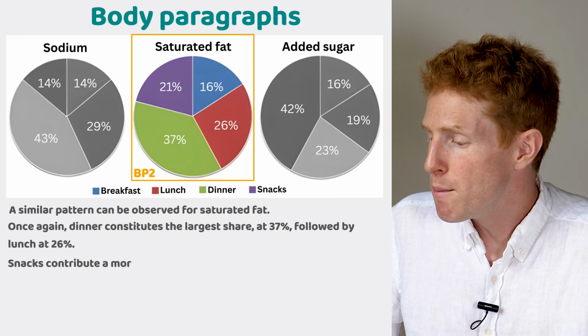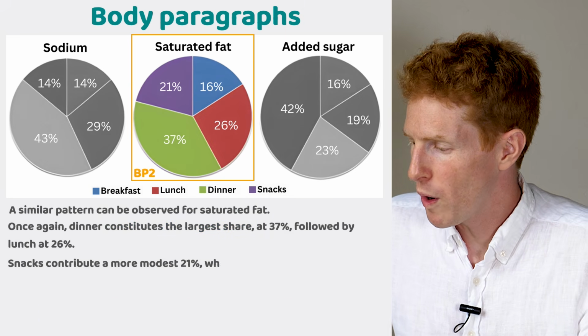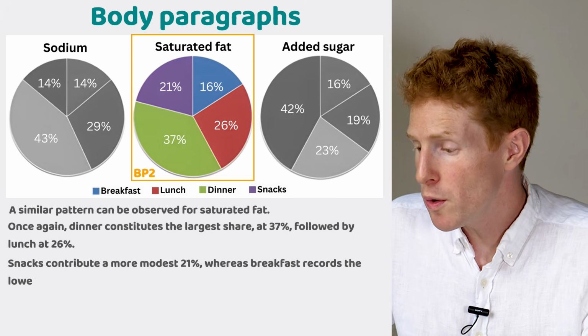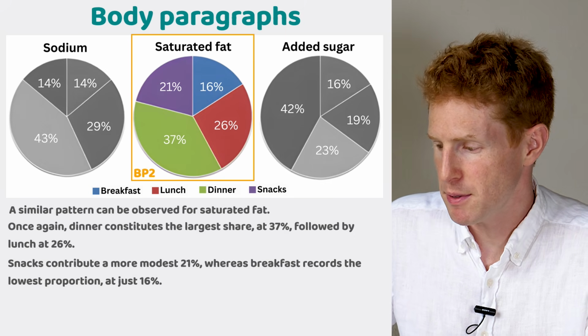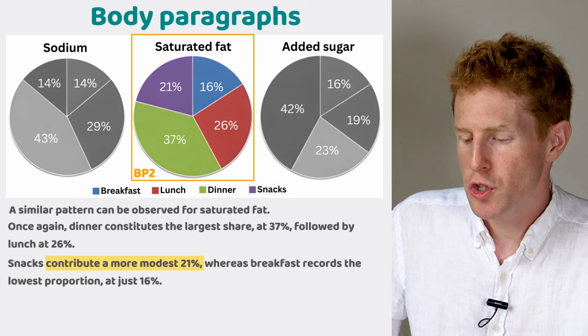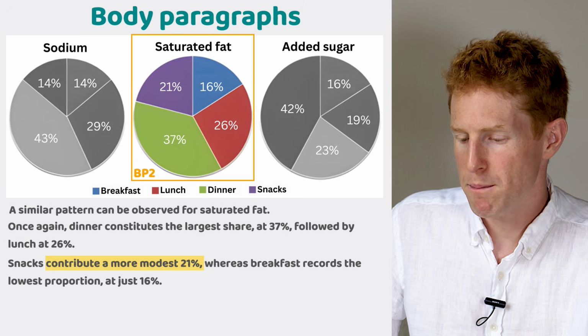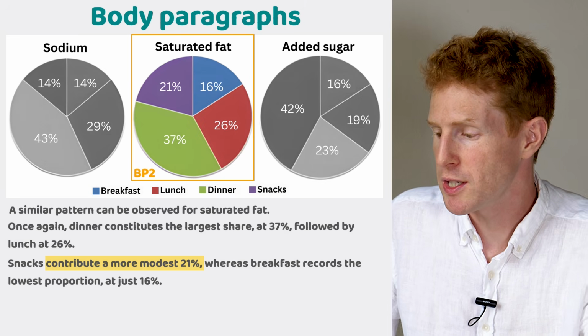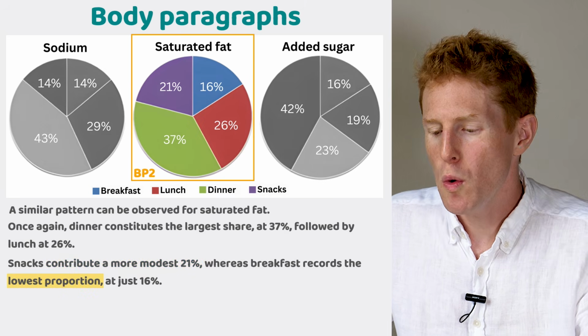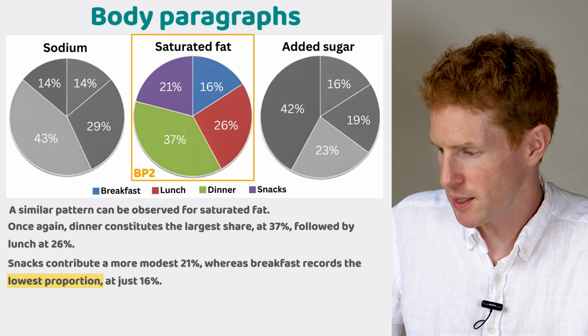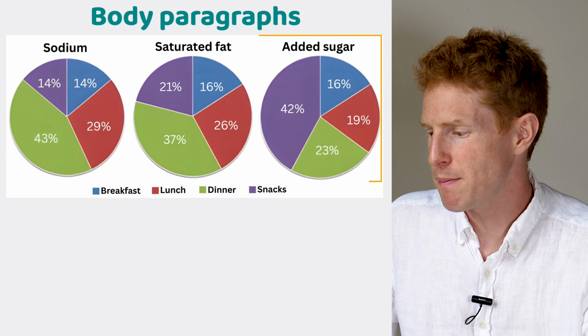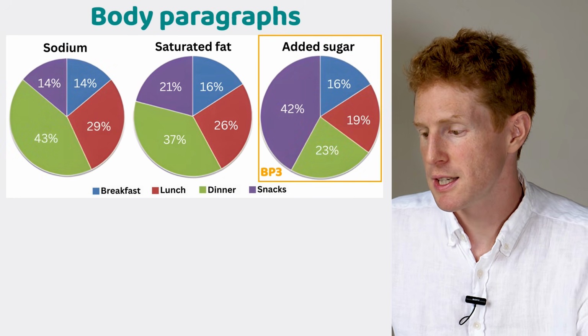Snacks contribute a more modest 21%, whereas breakfast records the lowest proportion at just 16%. That's some of the useful language we just looked at. Records the lowest proportion, another superlative. Let's move now to body paragraph 3, which looks at added sugar.